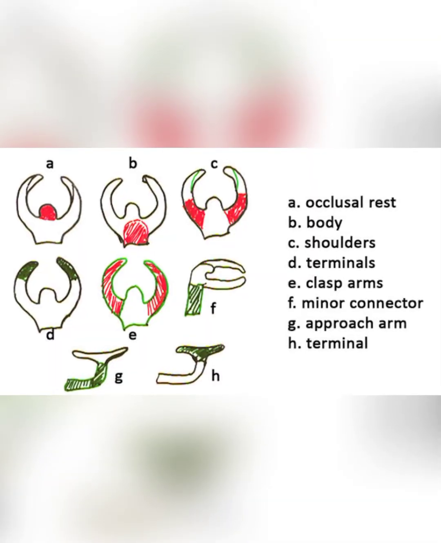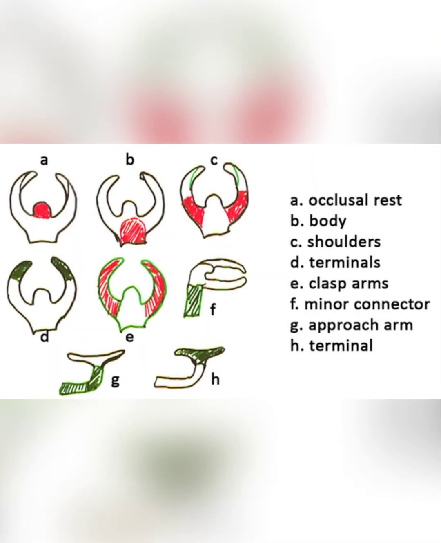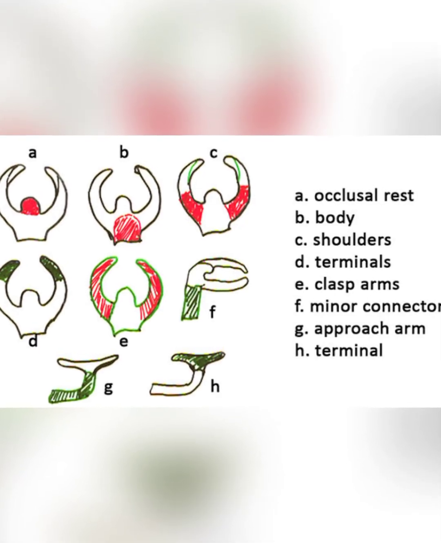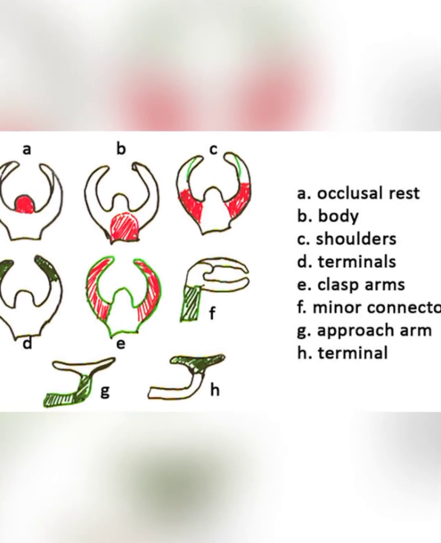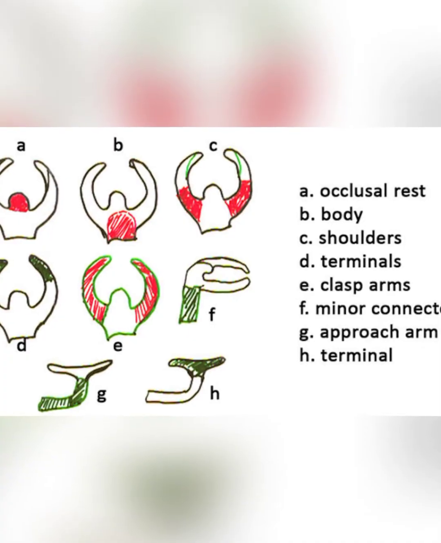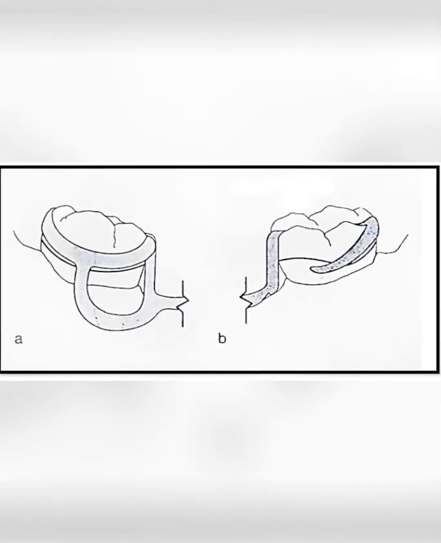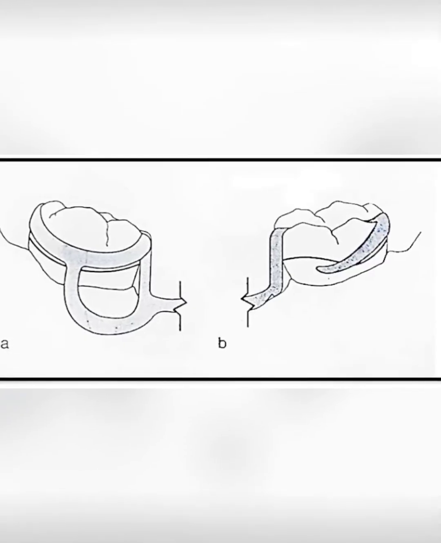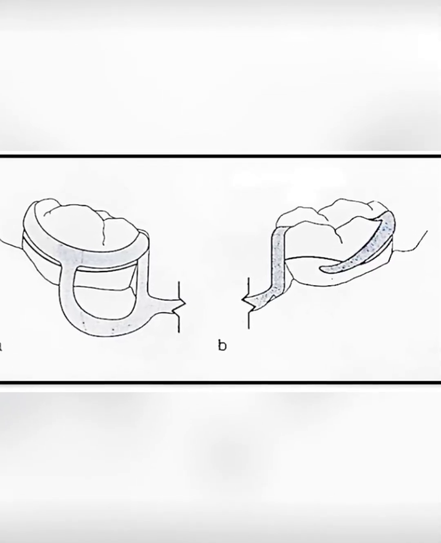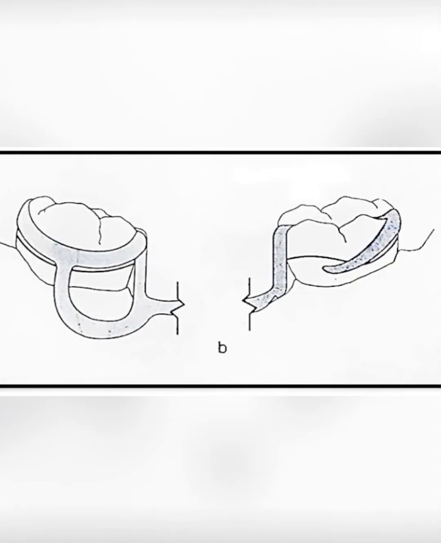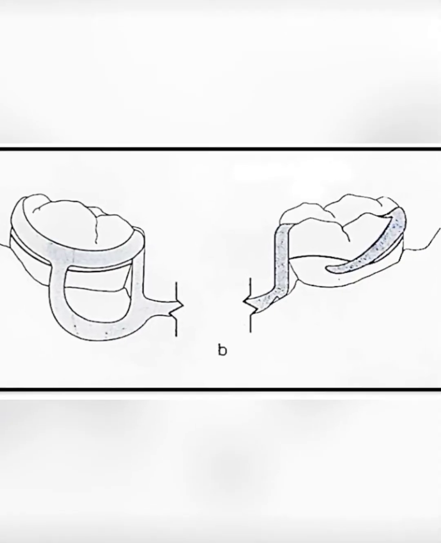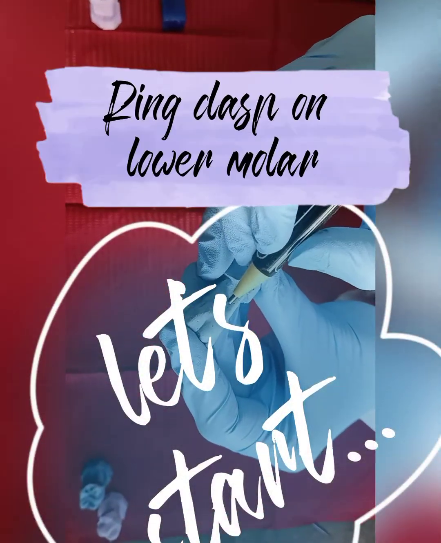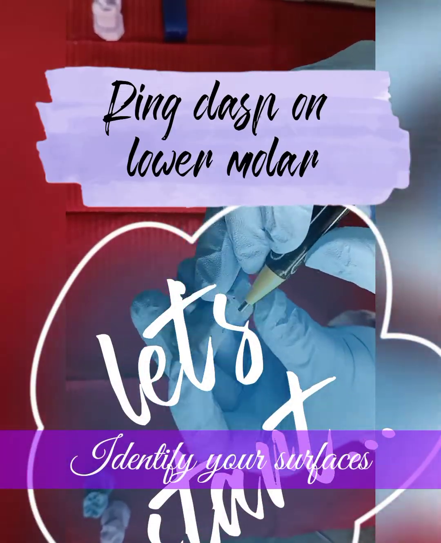Clasps are one of the components of the metallic partial denture, acting as direct retainers. They are composed of an occlusal rest, a retentive arm, a bracing arm, and a minor connector. It's either a two-arm clasp as Akers or circlet clasps, or one arm as ring clasp. And these are the two clasps we are going to show their wax pattern today. Let's start. First, the ring clasp on the lower molar.